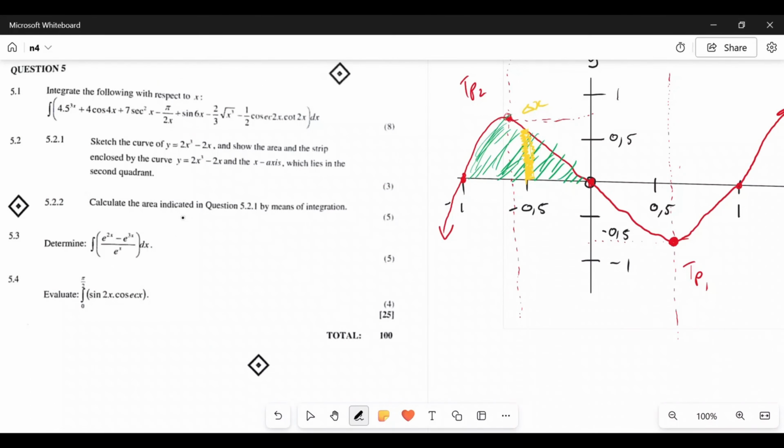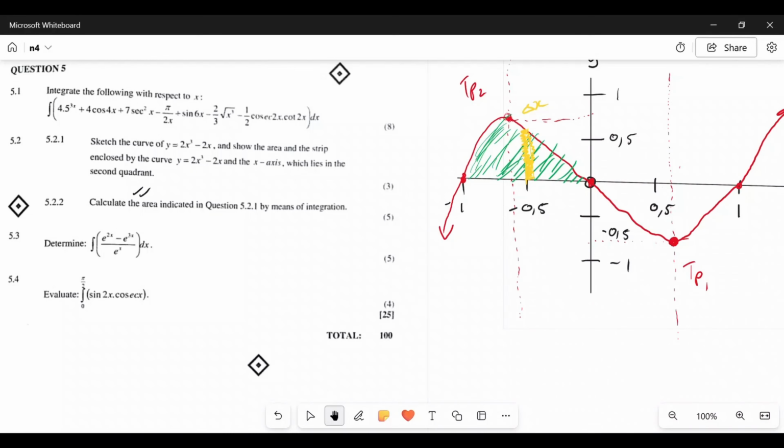All right, guys, let's look at 5.2.2. Now, here's our question 5.2.2 there. They want us to calculate the area indicated in question 5.2.1 by means of integration. Look, guys, this is the area that we calculated earlier on 5.2.1. They want us to calculate the value of that area using integration.